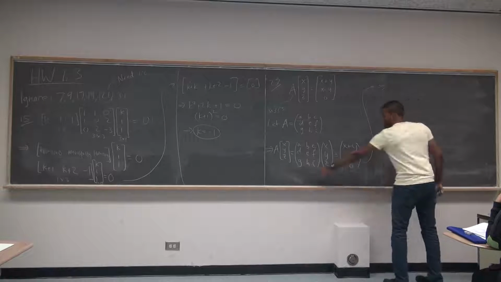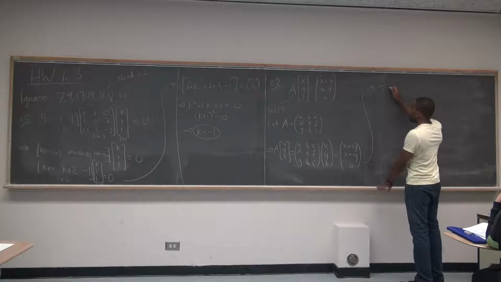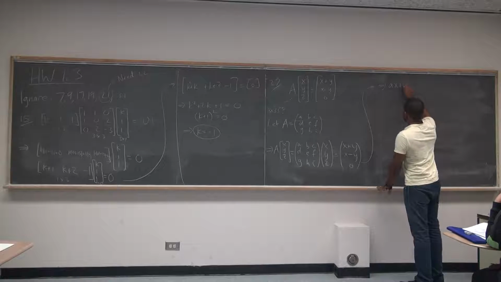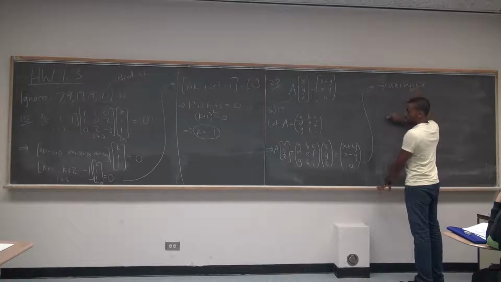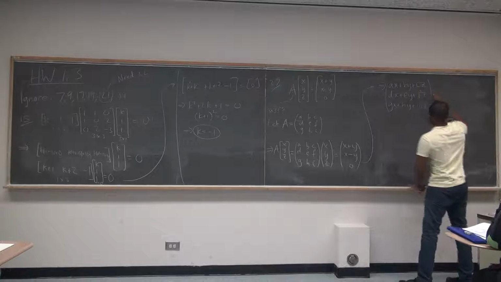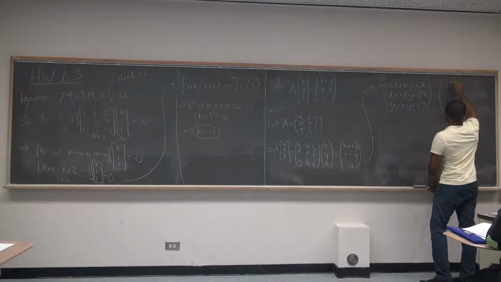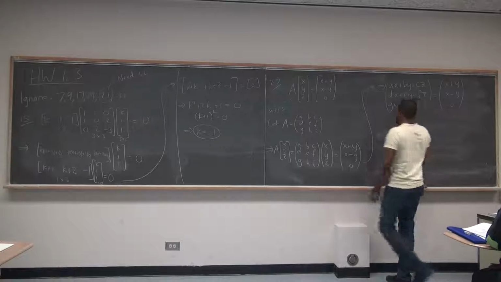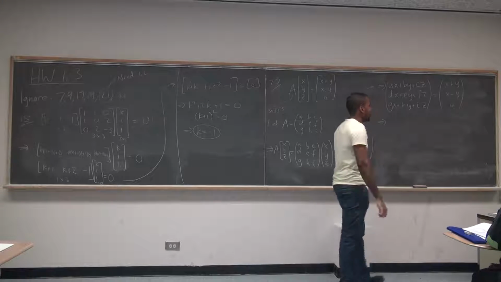This means, multiply these, what do I get? ax plus by plus cz. And then? dx plus ey plus fz, and gx plus hy plus iz. Right? That matrix should be equal to this matrix. Okay. So, what must be the case?